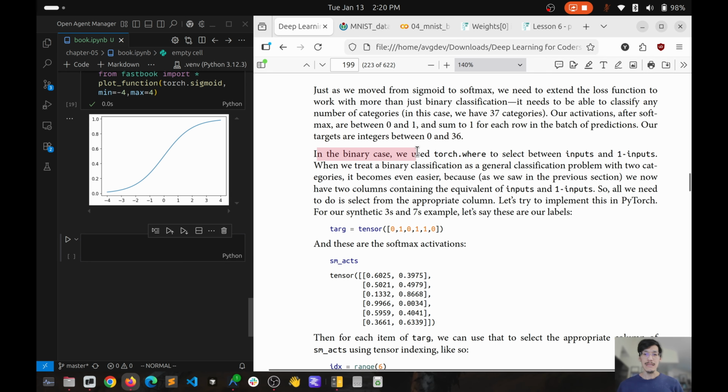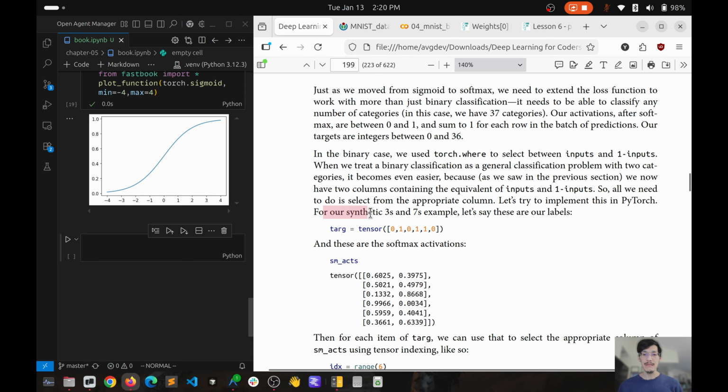In the binary case, we use torch.where to select between inputs and 1 minus inputs. So tensor and then 1 minus all the elements in the tensor. When we treat the binary classification as a general classification problem with two categories, it becomes even easier because, as we saw in the previous section, we now have two columns containing the equivalent of inputs and 1 minus inputs. So all we need to do is select from the appropriate column. Let's try to implement this in PyTorch.